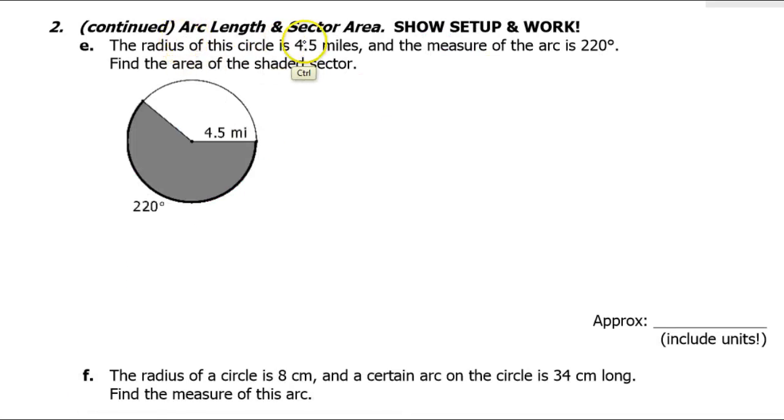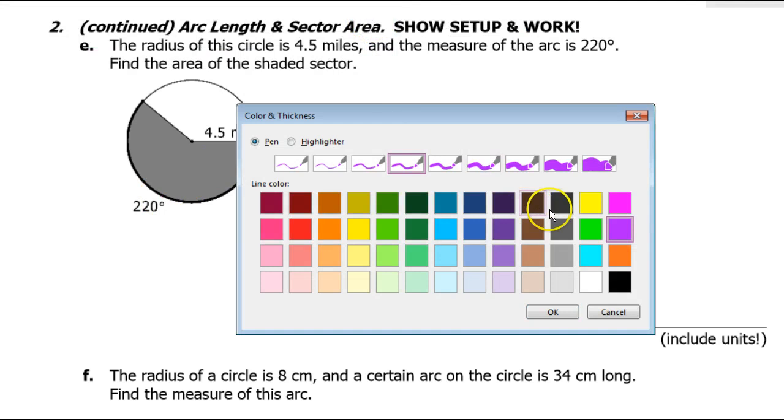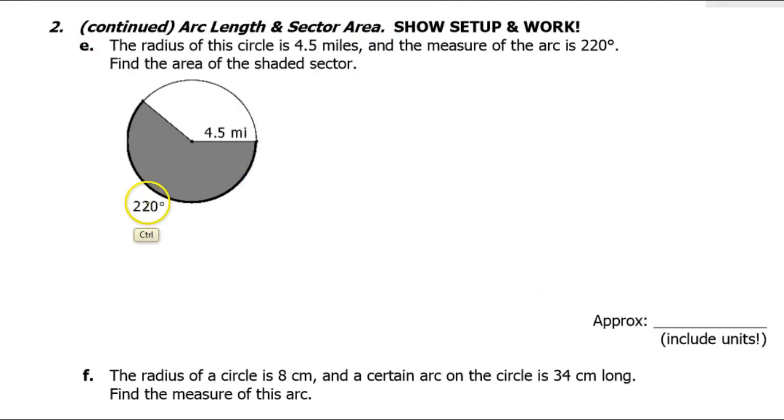The radius is 4.5 miles. The measure of the arc is 220 degrees. Again, I'm always just going to pause and do this. The arc measure, that's theta. Theta is 220 degrees. So now that I've written it there, I don't need it to be here. It's theta. Find the area of the shaded sector.